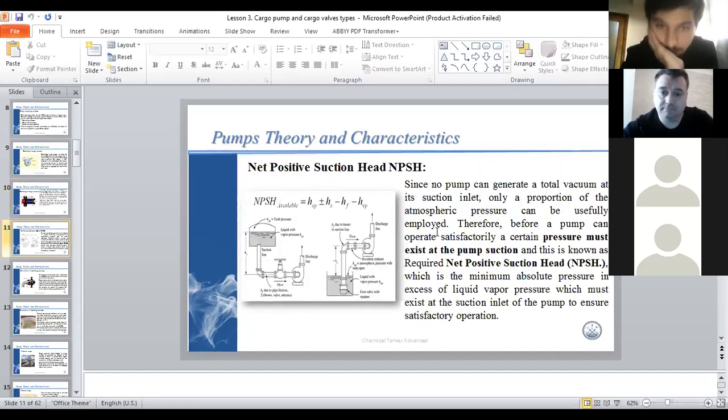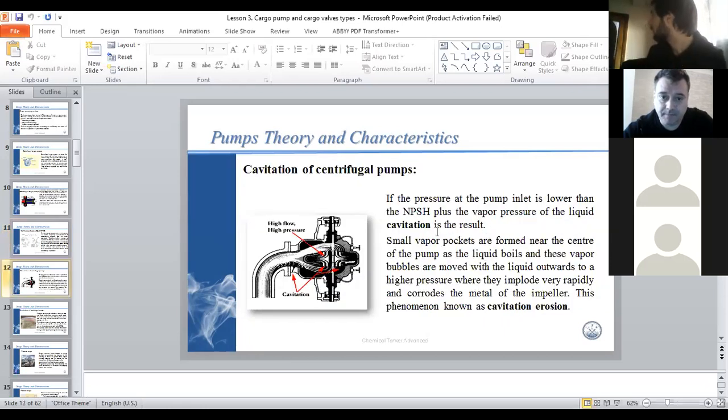So that's the more mathematical and physical formulas for it. We have one problem with the centrifugal pump. The centrifugal pump has cavitation. Cavitation is a chemical and physical reason to damage the cargo pump.